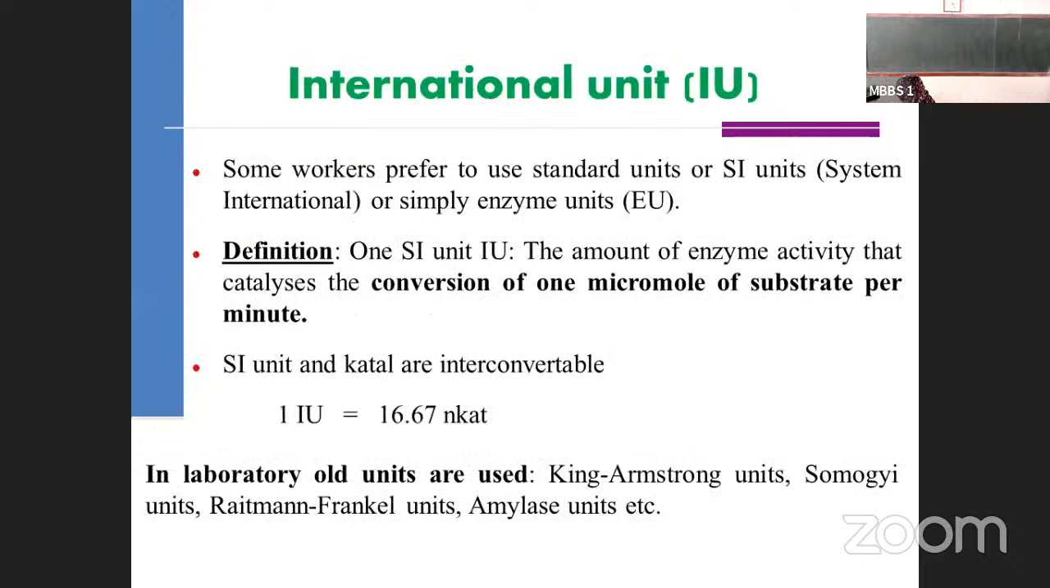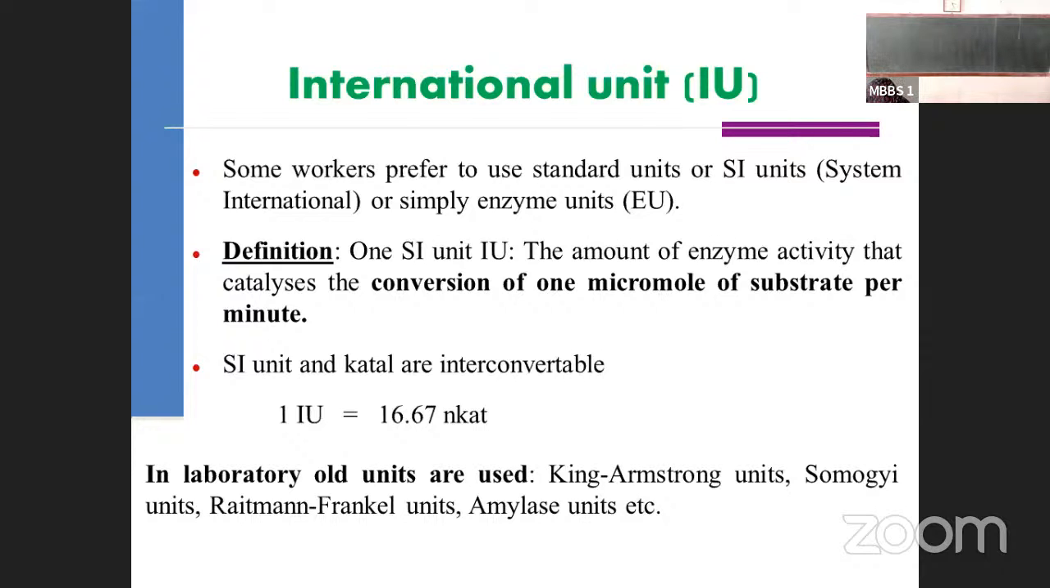For some purposes we have preferred to use international units, or enzyme units, or System International. So what is this SI unit? It is the amount of enzyme activity that catalyzes the conversion of 1 micromole, not mole, of substrate into product per minute. There is a relation between the Katal unit and the international unit. They are interconvertible. If you find the international unit, you can convert it into the Katal unit just by multiplying by a factor of 60.67.